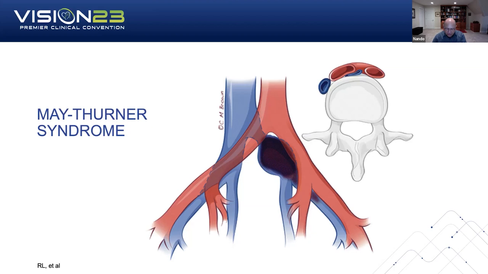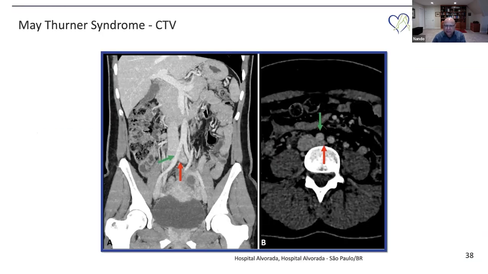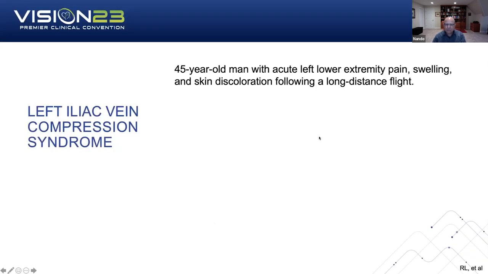In the May-Thurner syndrome, there's compression of the left common iliac vein between the right common iliac artery and the anterior surface of the underlying vertebral body, resulting in left pelvic and left lower extremity venous congestion. The coronal view of this CTV demonstrates the right common iliac artery over the left common iliac vein. And the axial image shows the compression of the left common iliac vein by the right common iliac artery.